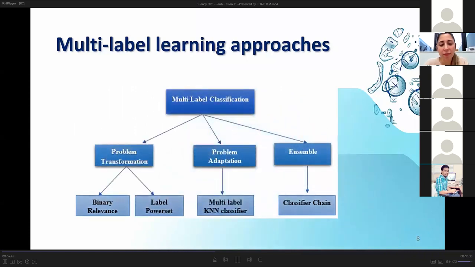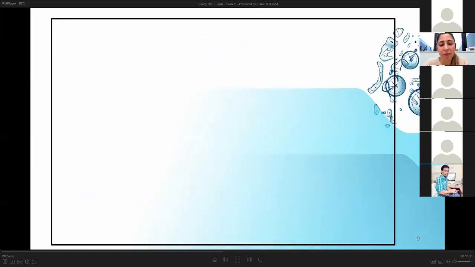Multilabel learning approaches can be categorized into three main families: transformation learning, adaptation learning, and ensemble learning. In this step, we explain the different techniques used and we show the system architecture.